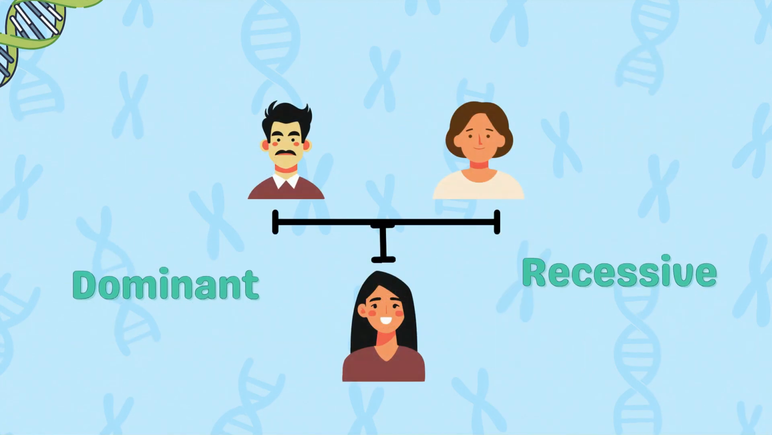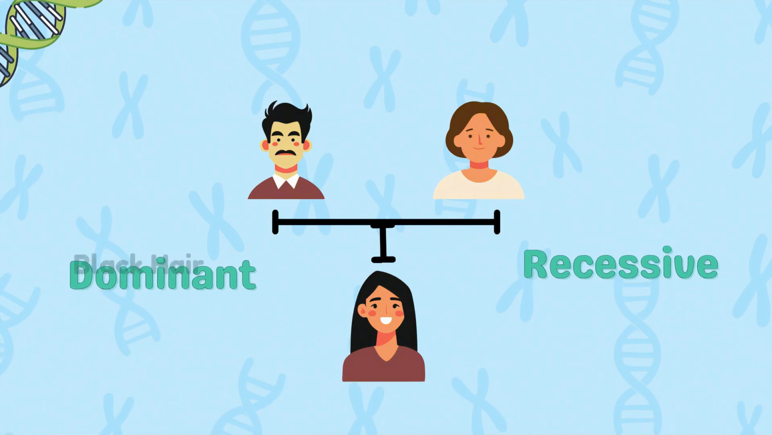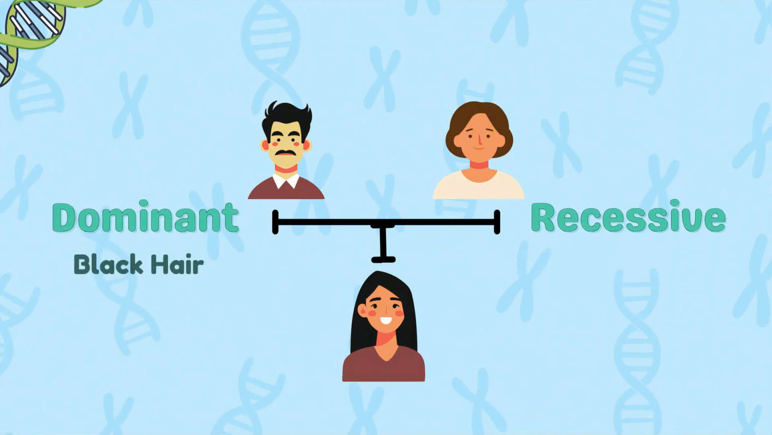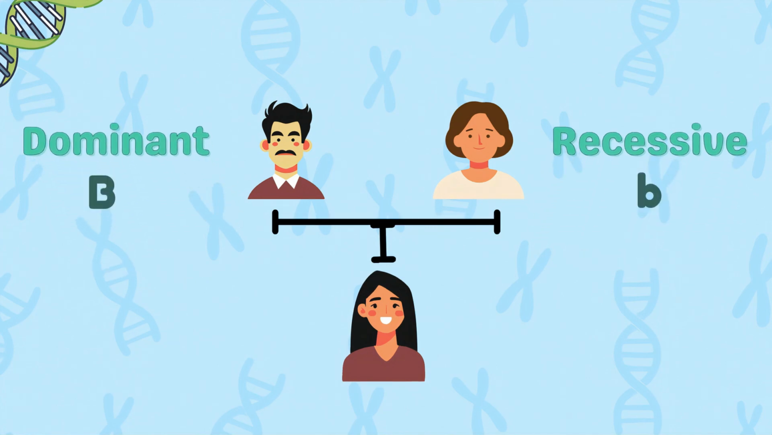Now, let's look at the picture. This parent has a kid, and we can see which alleles are dominant and which are recessive. We know black hair is dominant because it's the trait that she shows physically. Brown hair is recessive because she doesn't show it, but she can still carry that allele and pass it to the next generation.